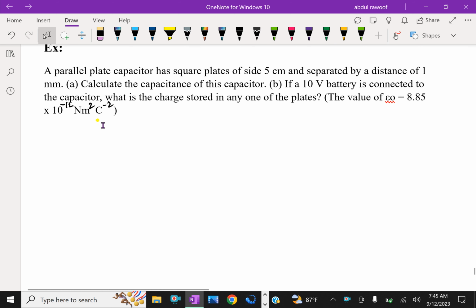Look at this example. A parallel plate capacitor has square plates of side 5 cm and separated by a distance of 1 mm. Calculate the capacitance of this capacitor. Second one, if a 10 volt battery is connected to the capacitor, what is the charge stored in any one of the plates? Given epsilon 0 equal to 8.85 into 10 raised to minus 12 Newton meter square, Coulomb power minus 2. Here, the capacitance of a capacitor first.